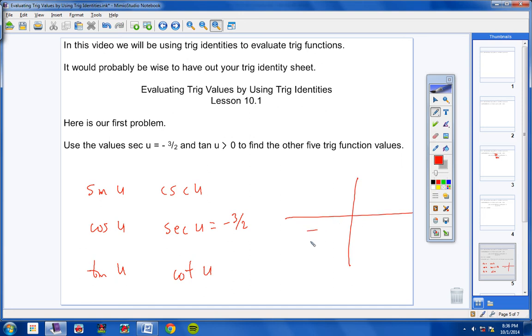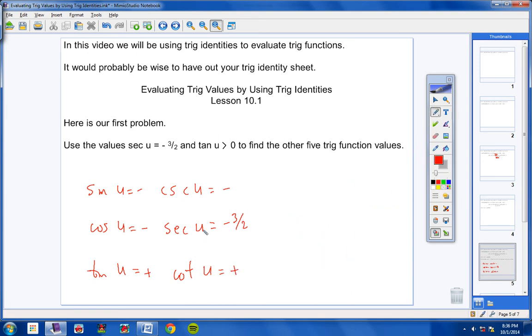This quadrant right here. So very quickly, students, label all of your signs over here correctly, and then we'll get rid of this coordinate plane over here. So your sine is going to have a negative answer. Your cosecant will have a negative answer. Your cosine will have a negative answer because of this here and this here. Your secant will have a negative answer. Your tangent will have a positive answer. And your cotangent will have a positive answer. Okay, there we go. Now we're ready to use our trig identities.